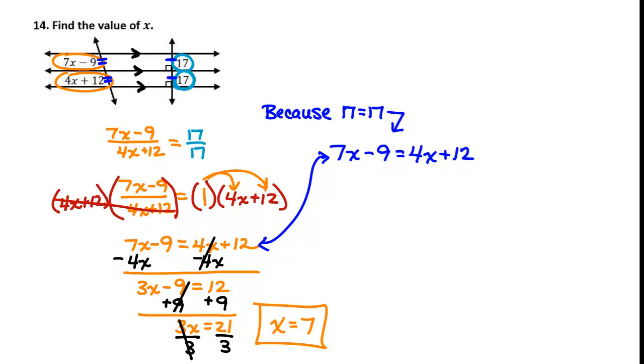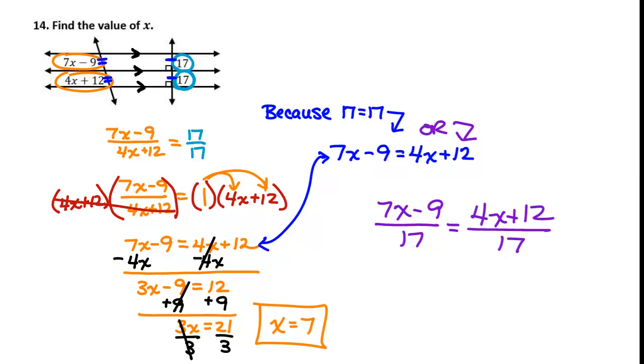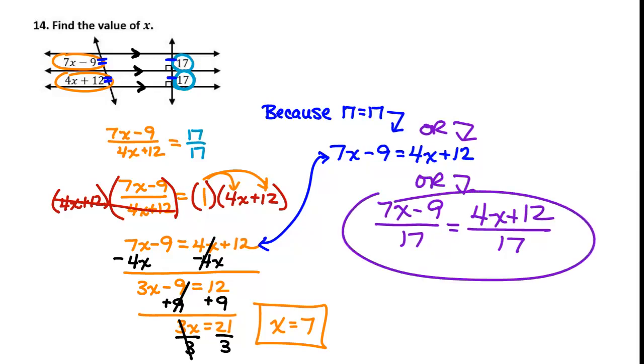Yes, you could absolutely. You could also set that up as 7x minus 9 over 17 equals 4x plus 12 over 17. That would come out exactly the same as well. Yes, you could set it up like that. Now, this is another way of setting it up that will work every time, even when you don't have congruent segments. 7x minus 9 over 17, 4x plus 12 over 17. Even if those weren't both 17s, this would be an okay way to set it up every single time.